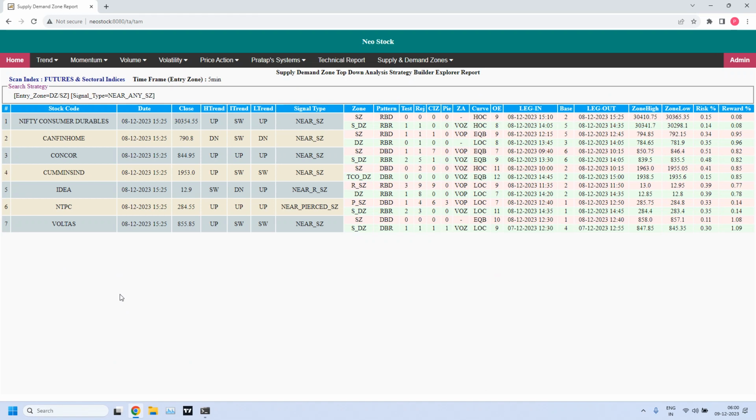So this is about stocks near demand and supply zones for different time frames.